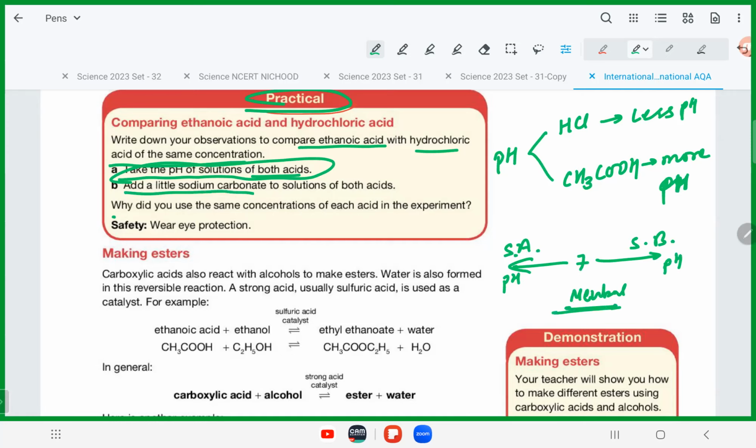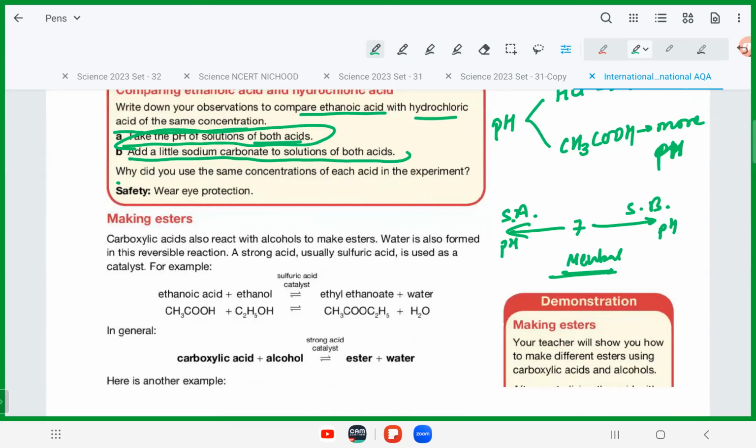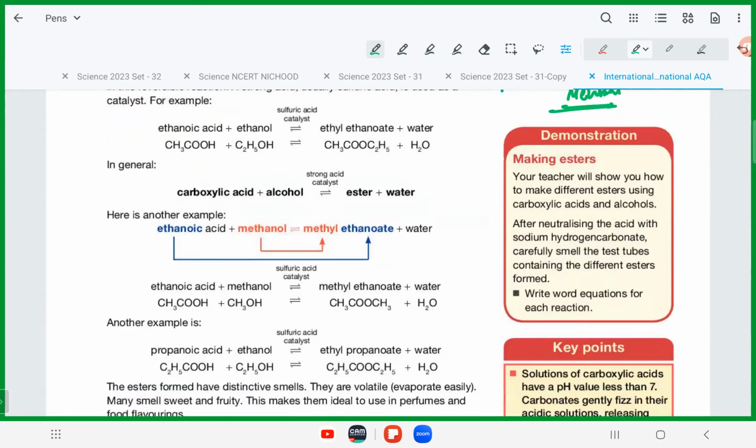Now add a little sodium carbonate solution to both acids. So what will you observe? If you are adding the sodium carbonate to both HCl and CH3COOH, which will give the faster CO2? HCl. Very good.